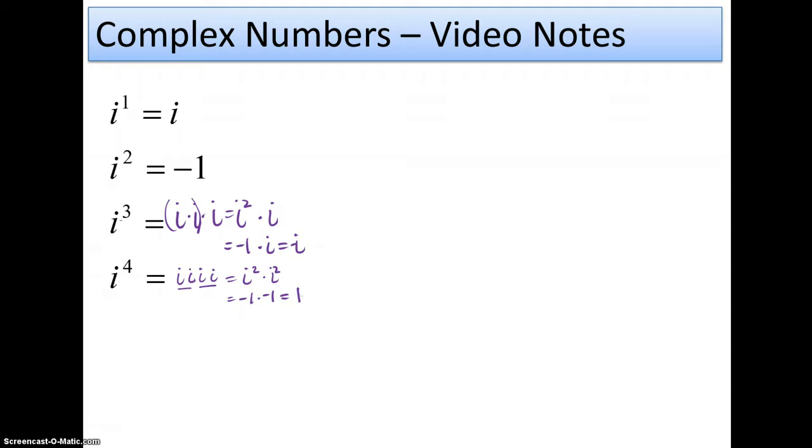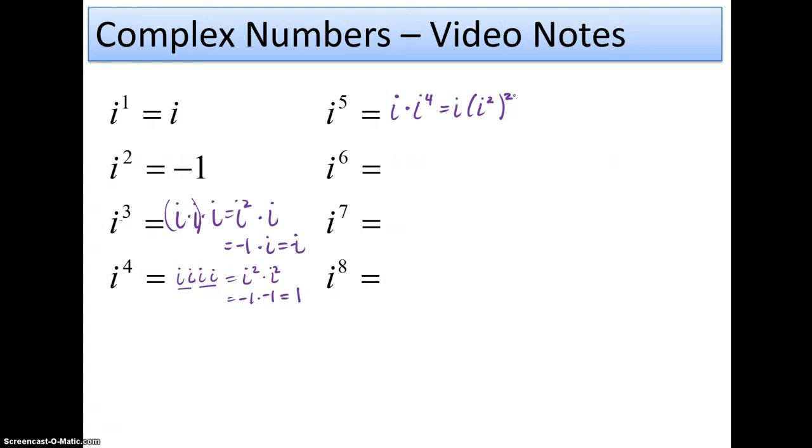Let's do some more. How about i to the fifth? Well, we could keep writing them out, but this would take a while. So what if I take i times i to the fourth? And can I rewrite i to the fourth as i squared squared? Well, let's try. i times i squared squared.